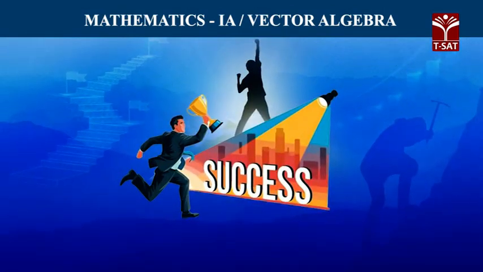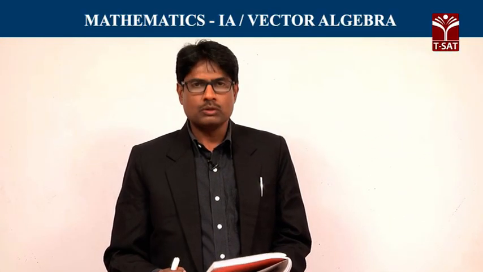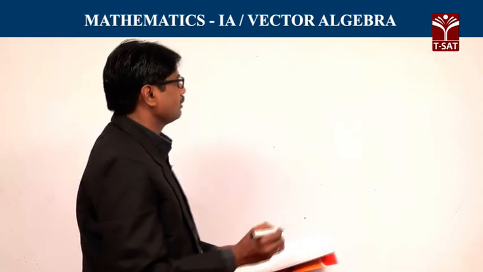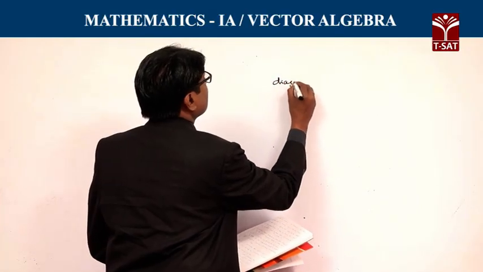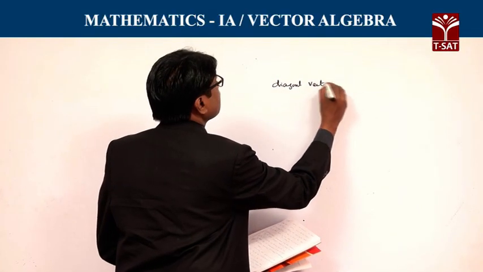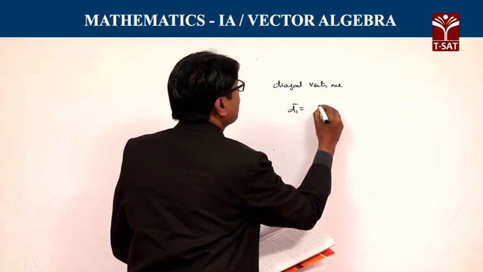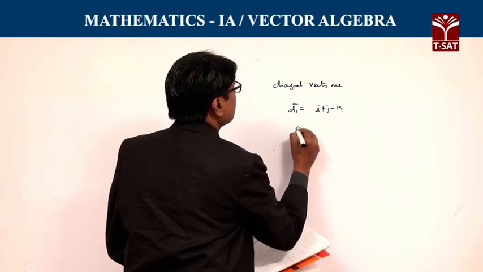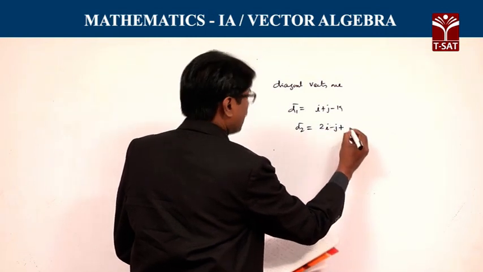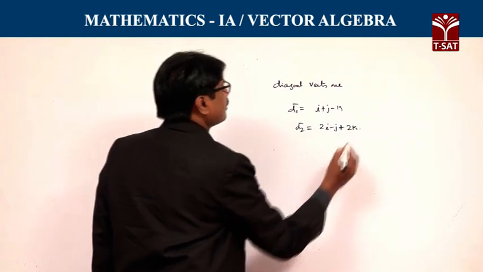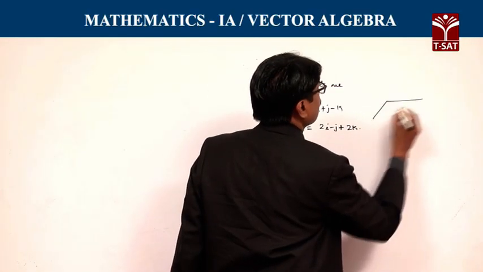Good question. Find the area of the parallelogram whose diagonal vectors are given. Diagonal vectors are given: d1 bar is equal to i bar plus j bar minus k bar, and d2 bar is equal to 2 times of i bar minus j bar plus 2k bar. Find the area of the parallelogram when the diagonals d1 bar and d2 bar are given.